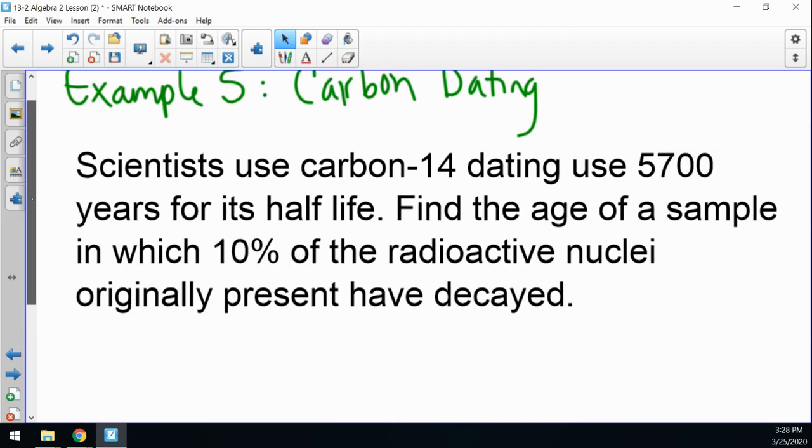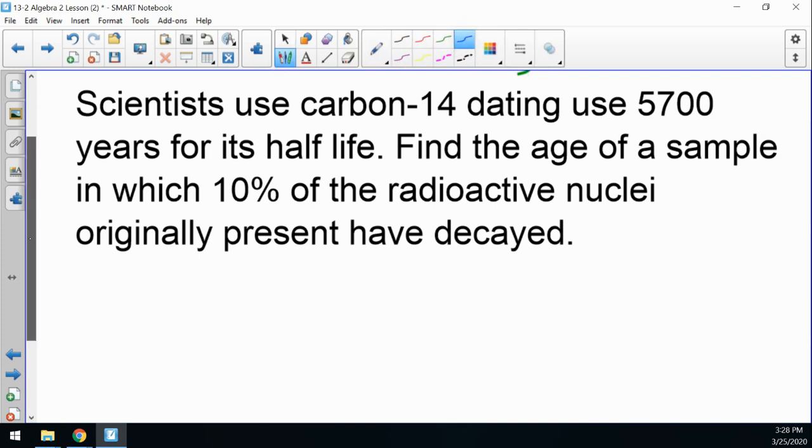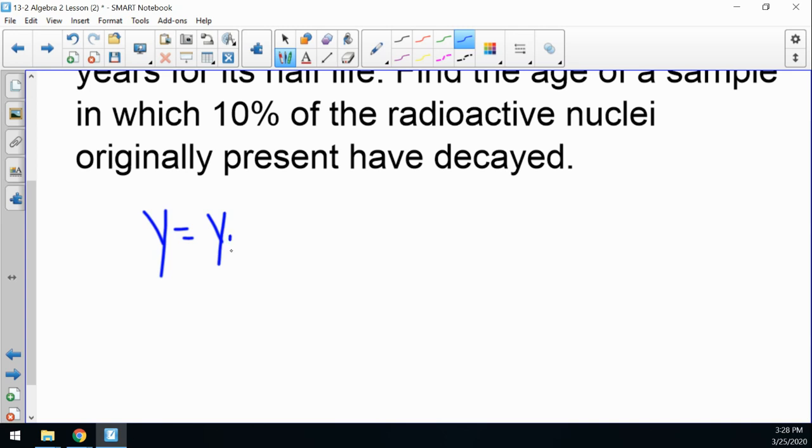Okay, so I typed out the problem for you. It says scientists use carbon-14 dating, using 5,700 years for its half-life, meaning it goes down to half the amount in 5,700 years. So find the age of a sample in which 10% of the radioactive nuclei originally present has decayed. So if 10% is gone, 90% is left. And so our original problem, remember, is always this: y is equal to y0 times our base, which in our case is going to be a half.